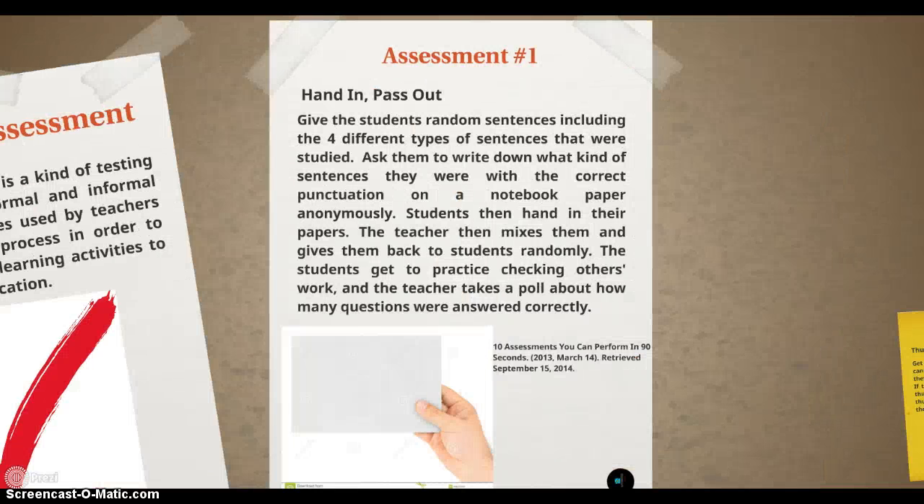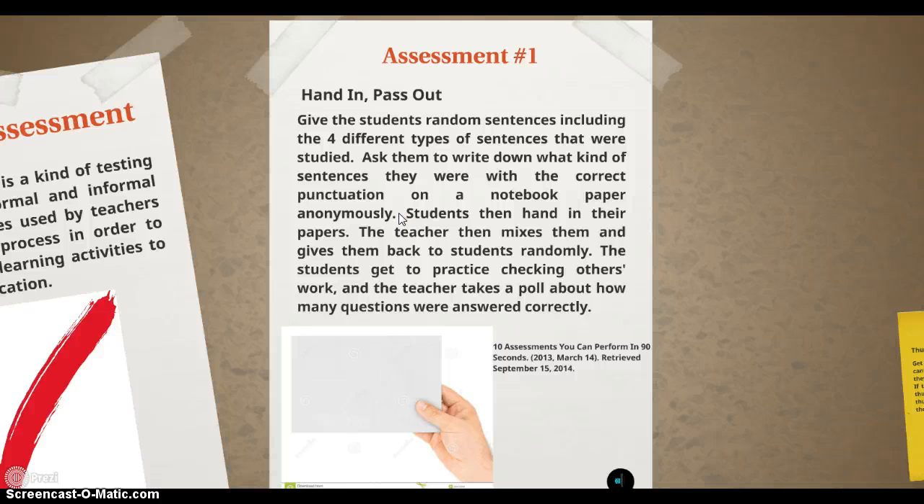One way to assess this is called the hand and pass out, which you can find over here on the reference link. In the hand and pass out, the teacher gives the students random sentences, including the 4 different types of sentences that were studied, which are the declarative, interrogative, imperative, and exclamatory sentences. Then the teacher will ask them to write down what kind of sentences they were with correct punctuation on a notebook paper and tell the students to not write their name, so it's going to be anonymous.